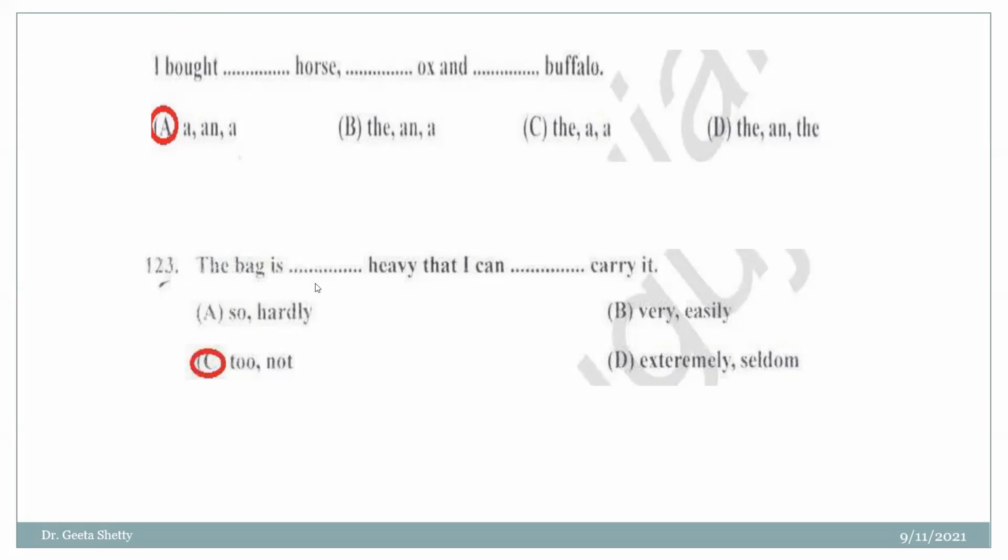Now, the bag is dash heavy that I can dash carry it. Is this the right answer? Yes, correct: too heavy. So the bag is too heavy that I can see there. In order to confuse you a little, we know it is cannot, but here can is written. So don't get confused. It is cannot carry it. This is fine.